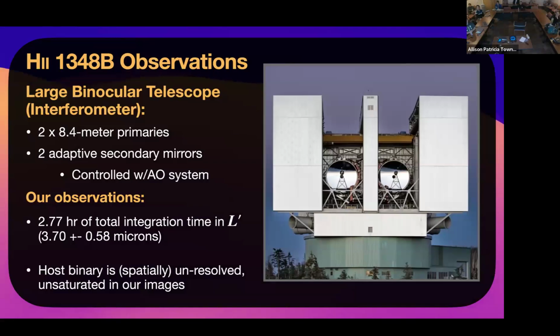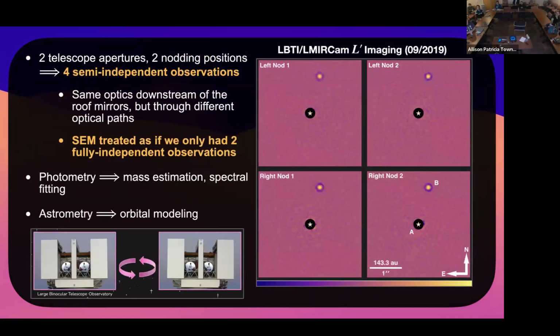We see it as a single PSF, which allows us to remove it with post-processing more easily. And it's also unsaturated in our imaging. We can control the integration time to do that. And that also helps with post-processing star subtraction, where we're not using a coronagraph.